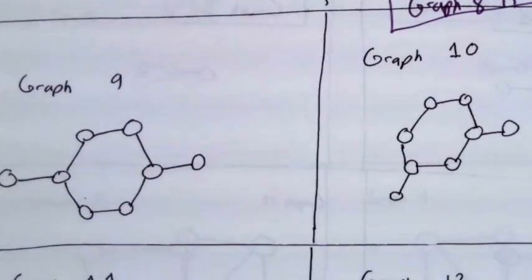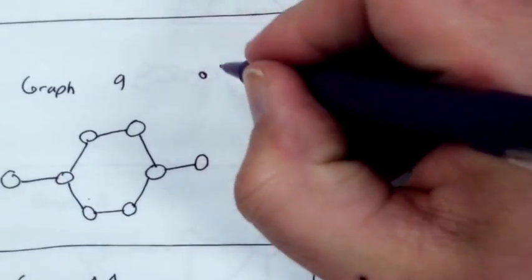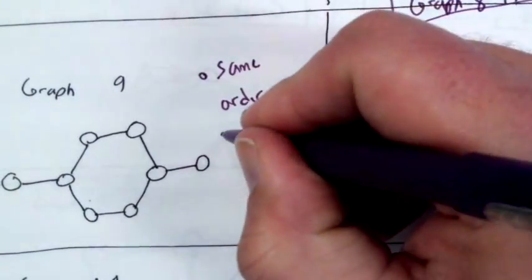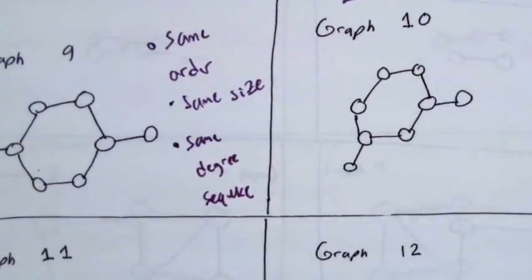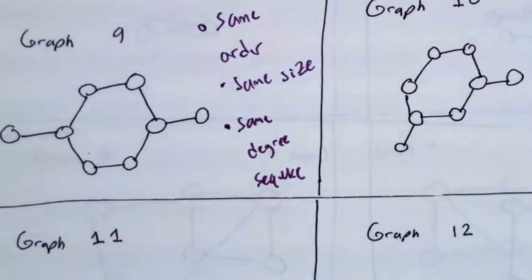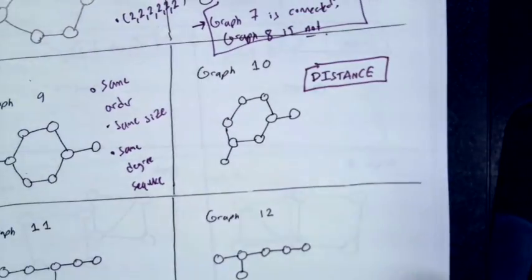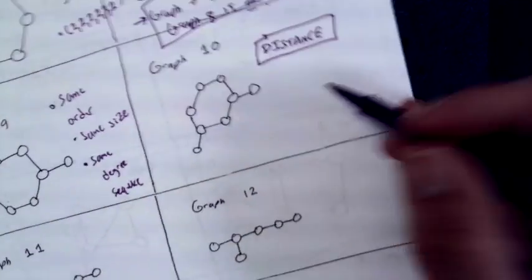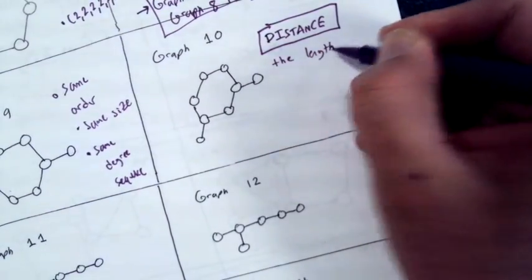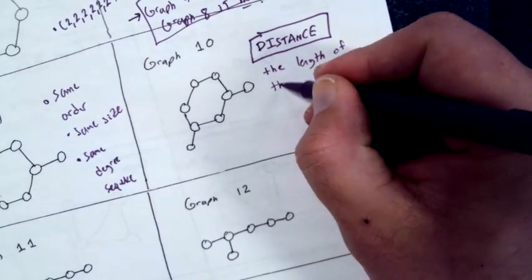What about graph 9 versus graph 10? I believe that these have the same order, same size, and the same degree sequence. But I don't think they're isomorphic, do you? Do you see a way that we can determine that they're not? The distance is the length of the shortest path between two vertices.